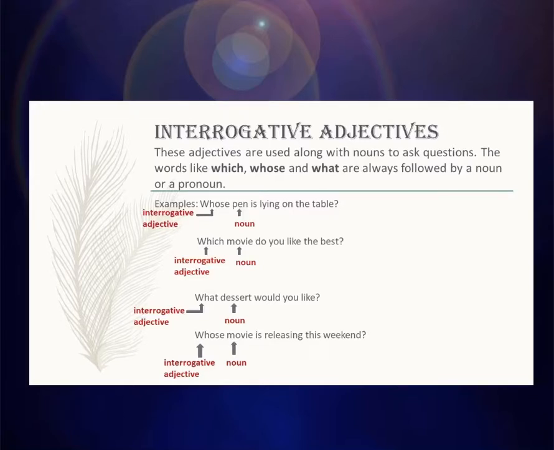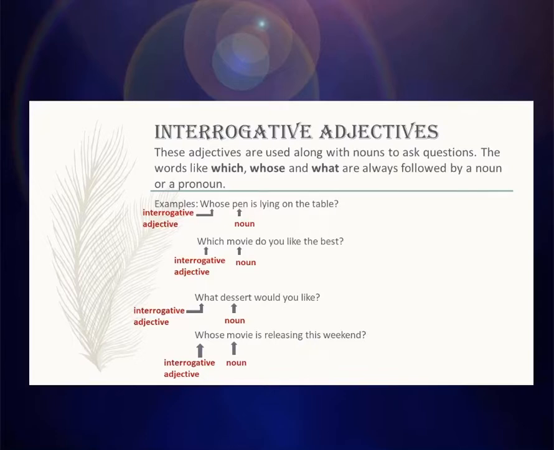The words like which, whose, and what are always followed by a noun or a pronoun. I repeat, the words like which, whose, and what are always followed by a noun or a pronoun. We'll look at the examples to understand it better.